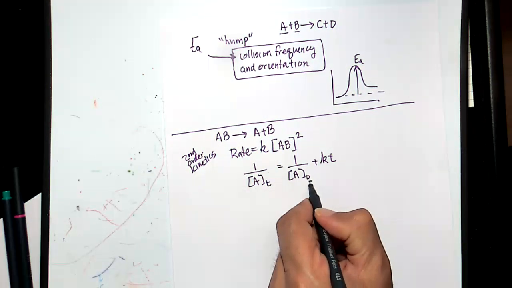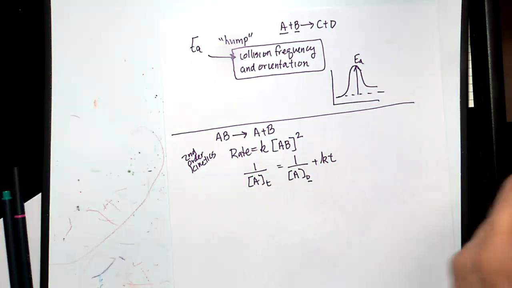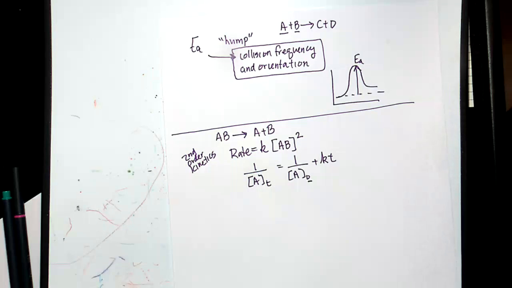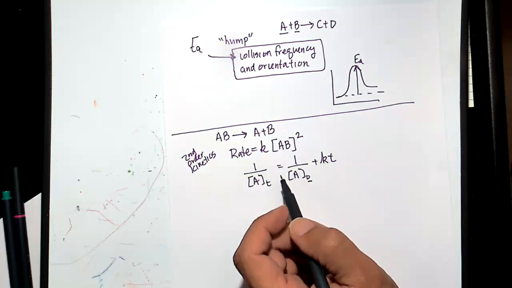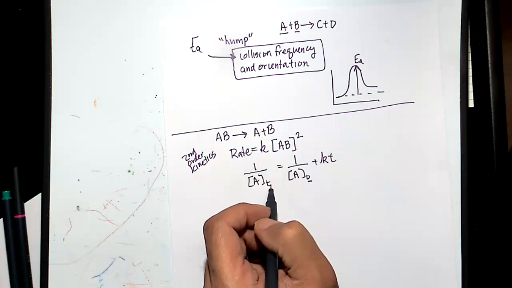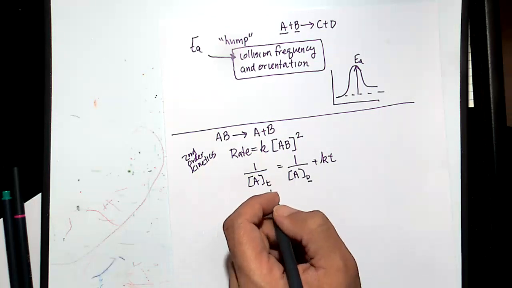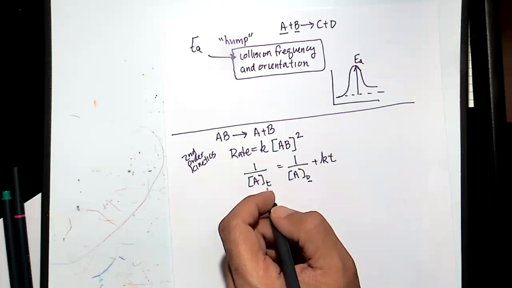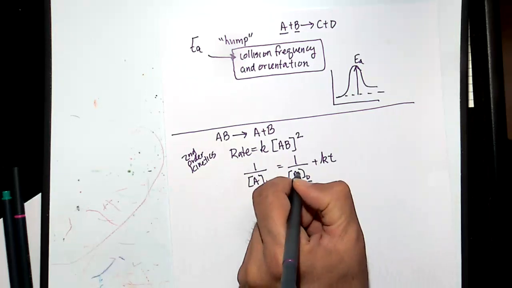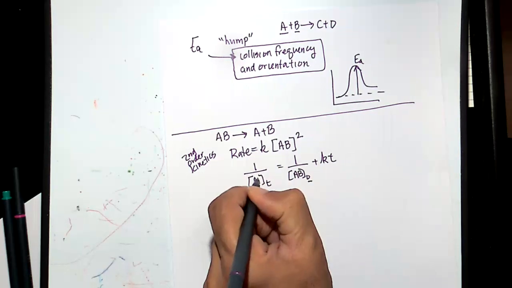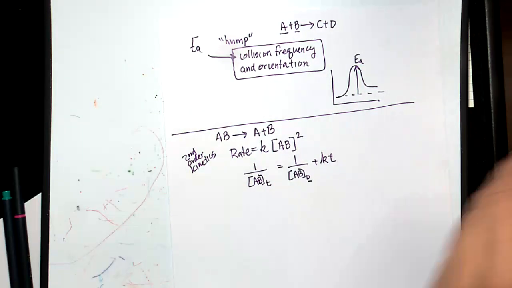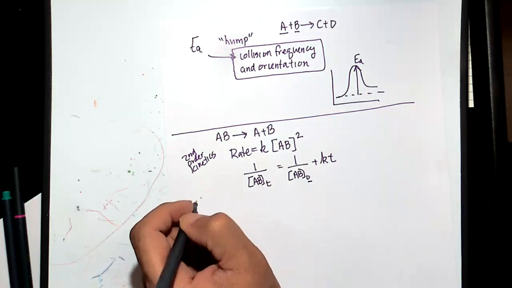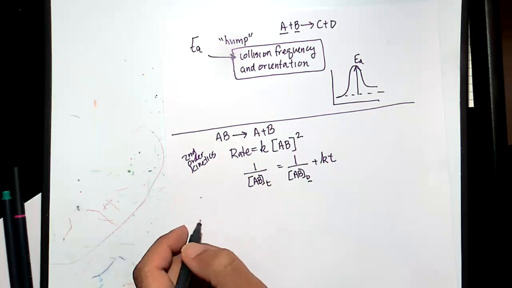What is A0? Is that the initial or final concentration? This is also known as A naught. That's the initial concentration. What is t? Some concentration of A at time t. Actually it's going to be AB because AB is the reactant. So that's on the exam.